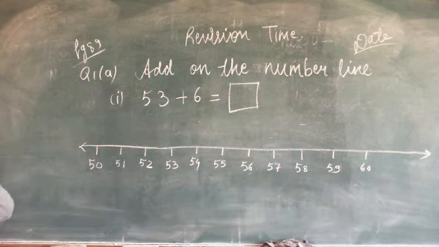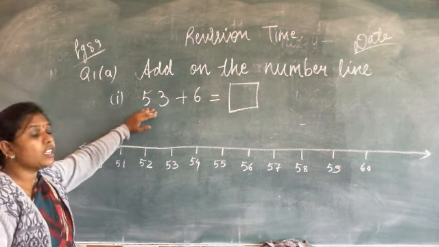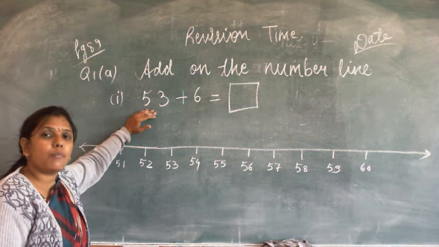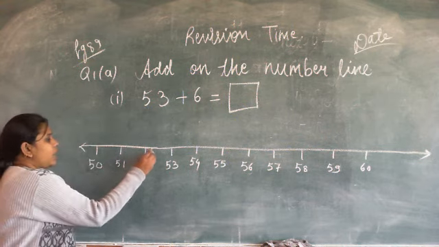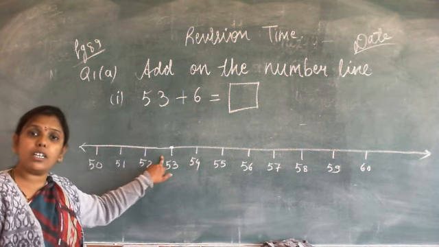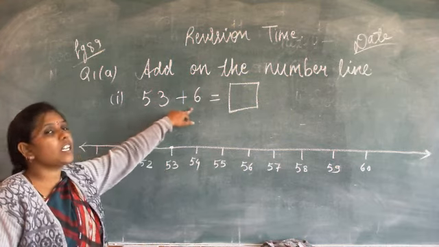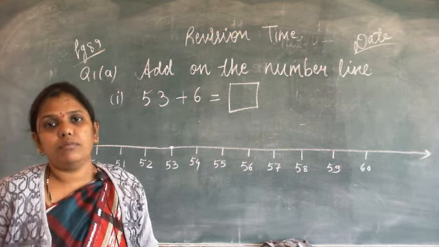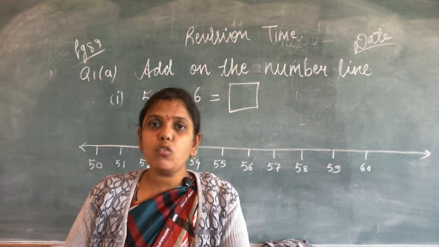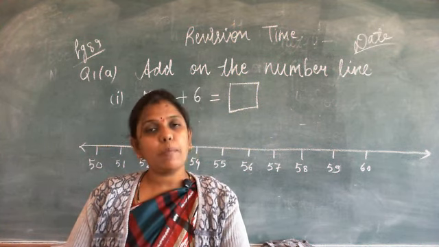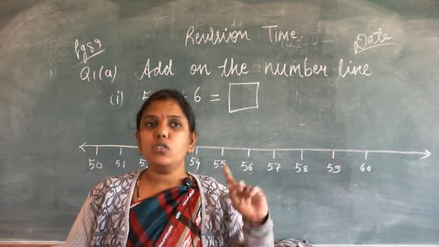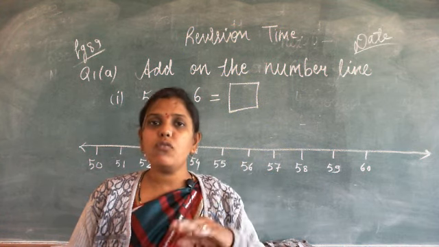Now what is the first number? The first number is 53. That means you are at number 53. Make a big dot on 53. Now see how many steps. I have explained before also that while adding we move forward on the number line, and in subtraction we move backward on the number line. So this is the question of addition, so we move forward.